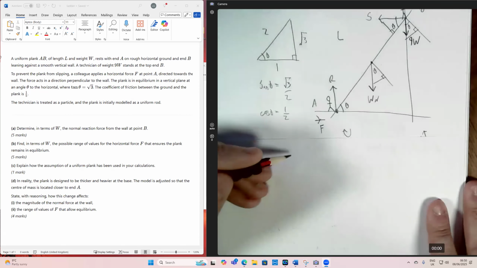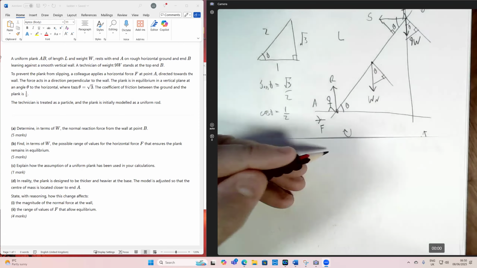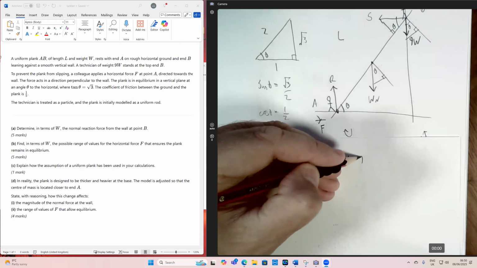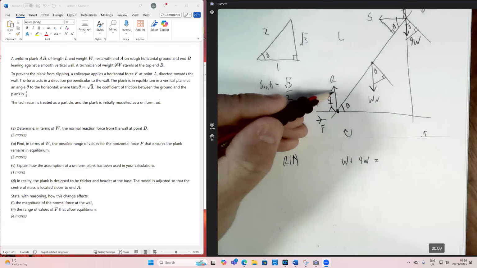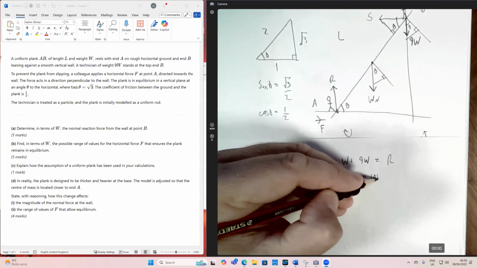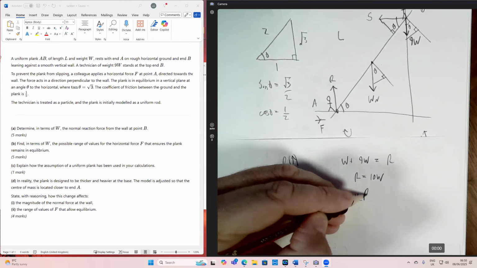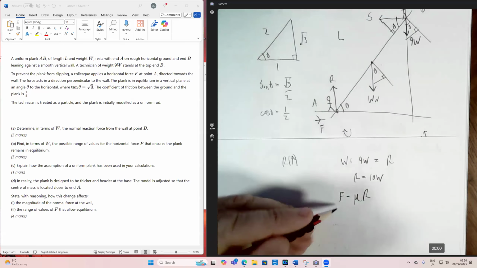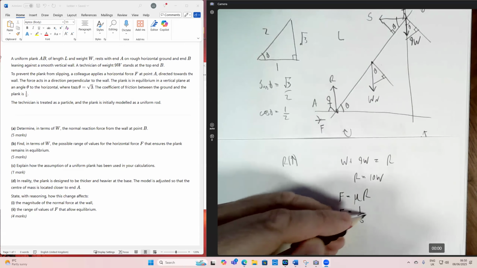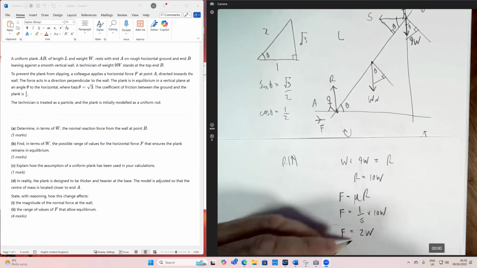So if I resolve vertically, what I've got is the weight of the technician and the ladder acting down. So that's going to be W plus 9W. And I've got the reaction force here at the floor going up. So I have that R is equal to 10W. We're also told in the question that the coefficient of friction between the ground and the plank is a fifth. So F is equal to 1/5 times by 10W. So F is equal to 2W.